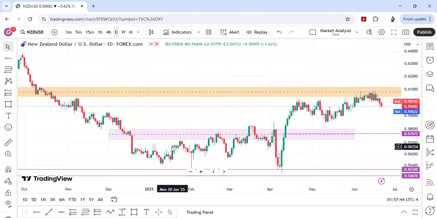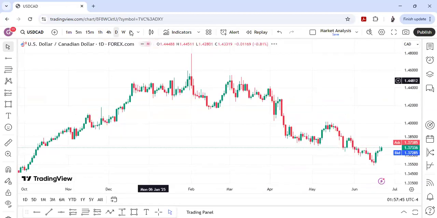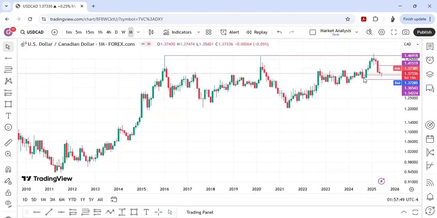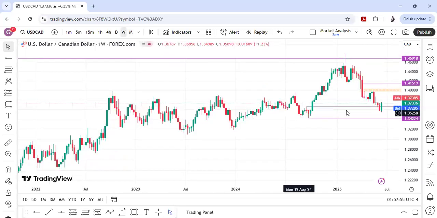Let's go to USD CAD. Now USD CAD. USD CAD monthly time frame FVG has been filled completely, and weekly it traded to the order block here. Now I was of the opinion that it was going to go lower because of how it closed last week. So I felt it was going to go lower, take out this low. That's why I put this line here.